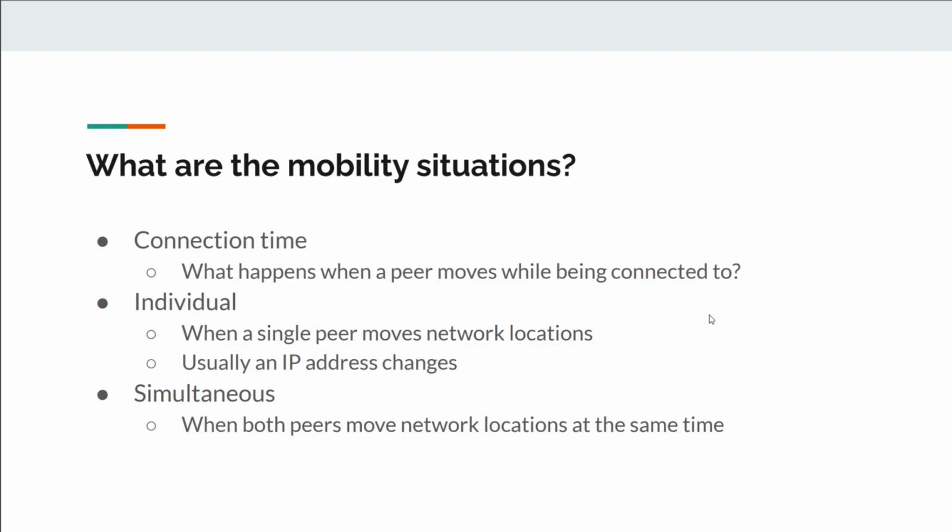So what are the mobility situations? What happens at connection time? What happens if a peer moves while being connected to, or while connecting to, another peer? Then individual: if there is already a connection established and one peer chooses to move IP addresses, how is that handled? Do they have to reestablish a new TCP connection, or can they migrate their old TCP connection or some other connection? And then simultaneous: what happens if both of them move at the same time or are constantly moving? There's a couple solutions to this that we'll get into.